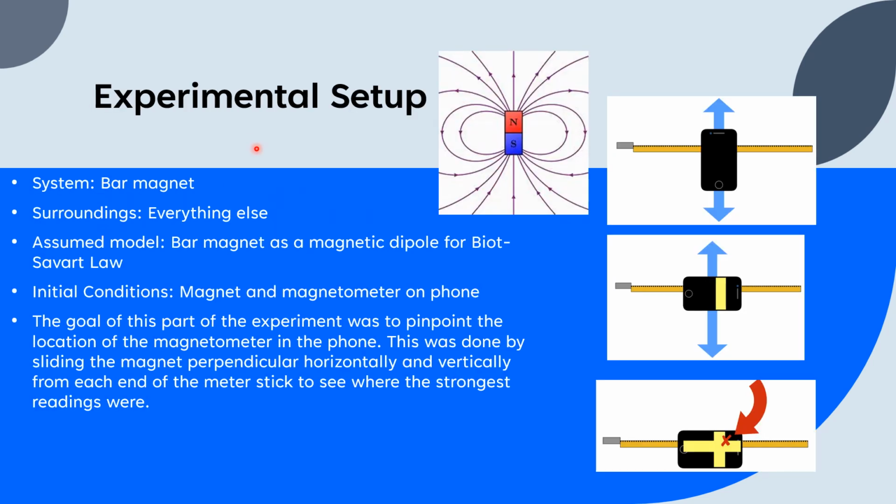The experimental setup starts with finding the magnetometer chip on the phone. The system is the bar magnet, and the surroundings are everything else. The assumed model is the bar magnet as a magnetic dipole. The initial conditions are those of the magnet and the magnetometer on the phone. The goal of this is to basically find the chip, so moving the magnet along the ruler stick, moving it up vertically and horizontally to find exactly where the chip is.